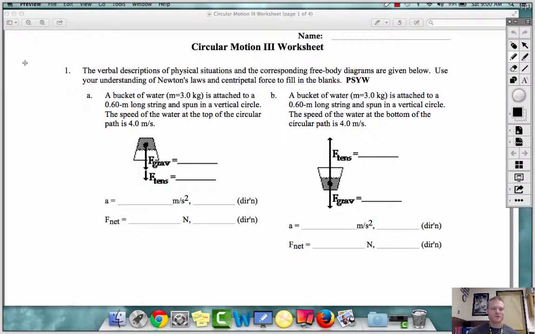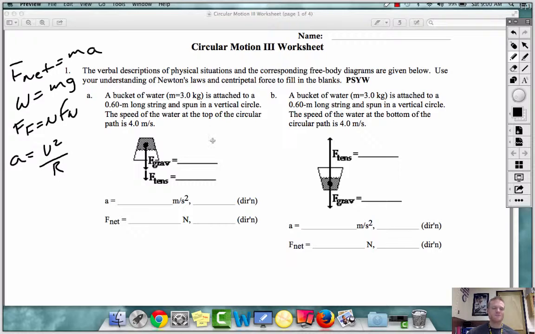So some of the old stuff from before that we'll probably need to use is F net equals ma. We also probably need to use weight equals mg. There are some questions that deal with friction, so the force of friction equals mu times the normal force. And then, of course, our newest formula dealing with acceleration, which is a equals v squared over r. Okay? Those guys, I think, are going to be relatively important on various problems on this assignment.